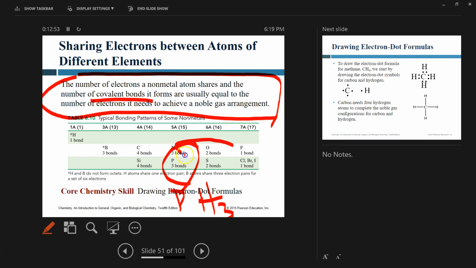For oxygen, it's going to be 2 bonds. You can see it in an example like H2O. Does that make sense? For chlorine, it's going to be 1 bond. You can see it in an example like HCl, where it forms 1 bond with a hydrogen. Does that make sense? We're good? Understood? Okay.